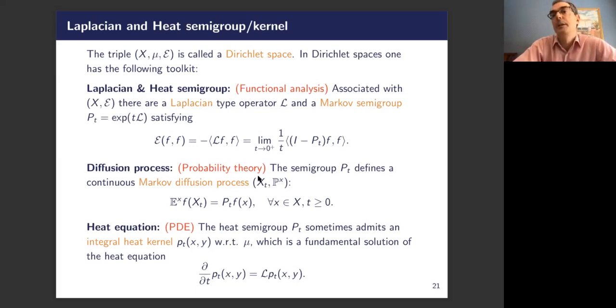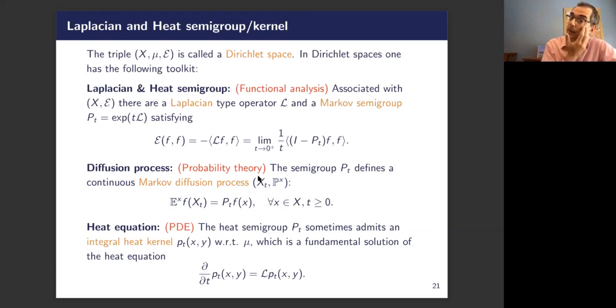Then there is a probabilistic interpretation of what a Dirichlet form is. Equivalently, a Dirichlet form is a family of continuous Markov processes on the space. That is, there is an equivalence between the theory of Dirichlet forms and the theory of continuous Markov processes.